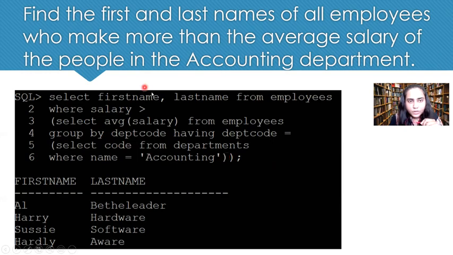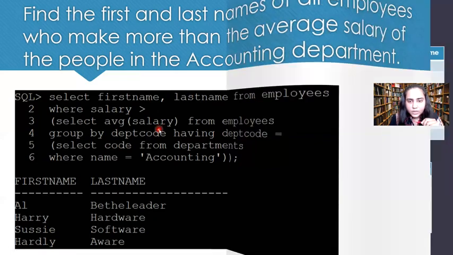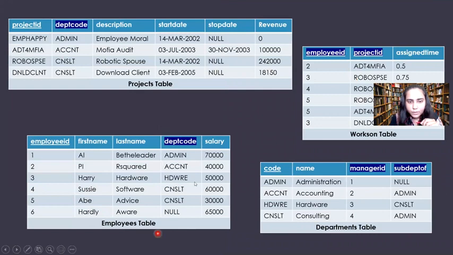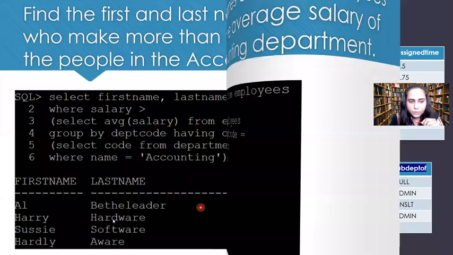Once that much is done, now I need to find people in the employees table who earn a salary larger than this average salary. So I've written select first name, last name from employees where salary is greater than whatever we got from here. Okay, so let's see how many people are there in the accounting department. If we look here, there's only one person in the accounting department. So if you take an average, you will get 40,000 itself, obviously. So the outer query asks for people who have a salary greater than the average of accounting, that is, greater than 40,000. And such people are, number one, Ollie the Leader at 70,000, then Harry Hardware at 50,000, Suzy Software at 60,000, and Hardly Aware at 65,000, and that's what we are getting here as a result.